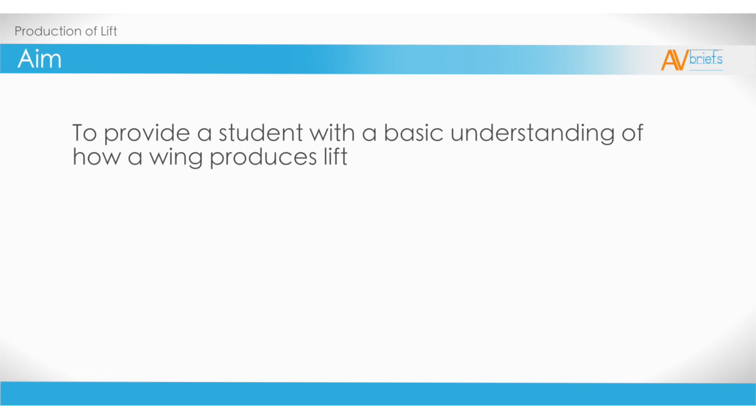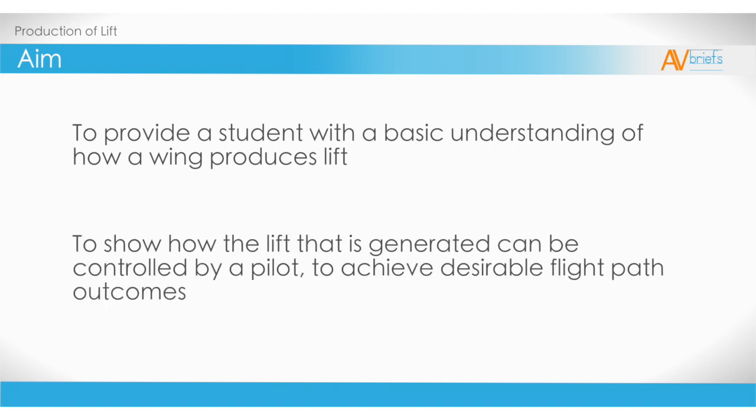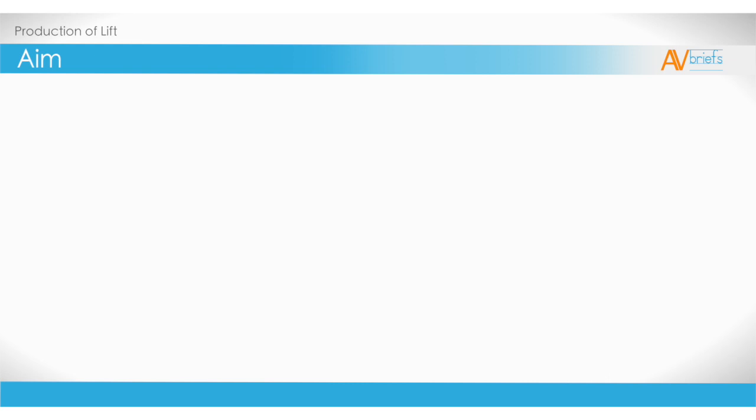Hello. Our aim today is to provide a student with a basic understanding of how a wing produces lift, and to also show how the lift that is generated can be controlled by a pilot, to achieve desirable flight path outcomes. By that, we mean how we can manipulate the controls to change the amount of lift being produced. This has the effect of changing the direction and height of the airplane.